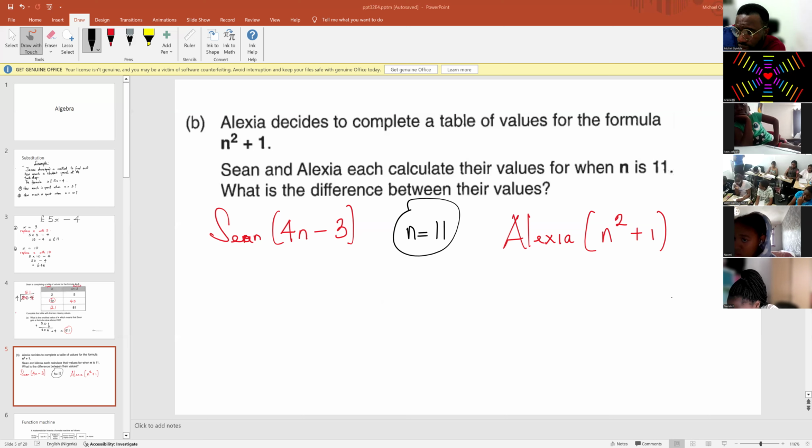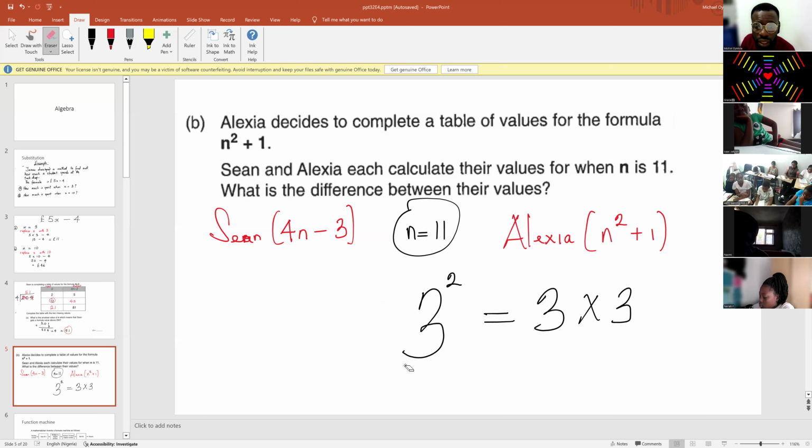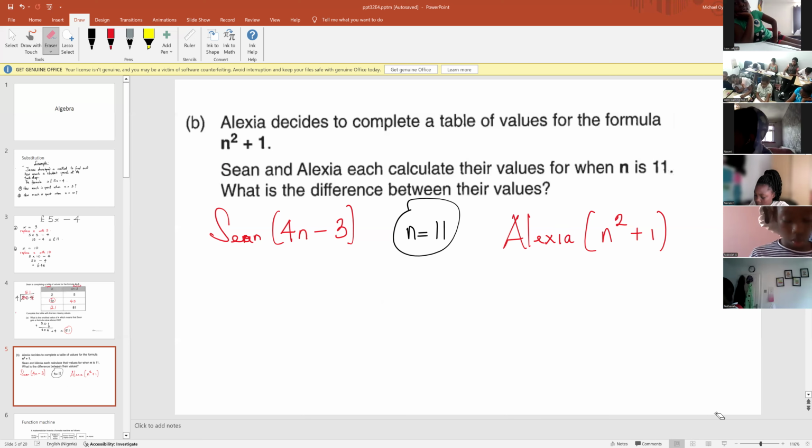What does it mean when the 2 is a square? That is square. When you have 3 to the power of 2, it means 3 times 3. Okay, thank you. Tell me when you're done with both of them and the difference.